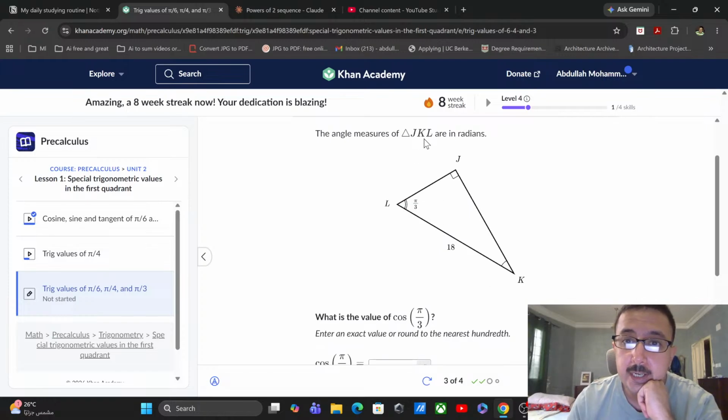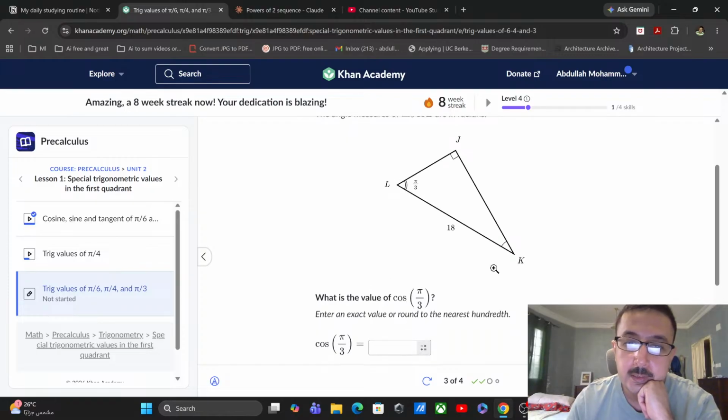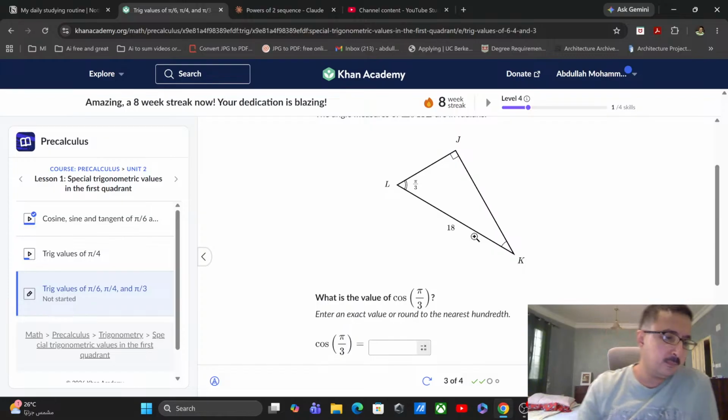Okay. JKL. This one. In radians. Value of cosine. The angle measures of JKL. Pi over 6. Cosine. Pi over 3. So it's still, what did we say? How am I gonna get this?